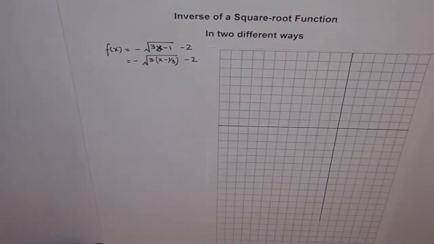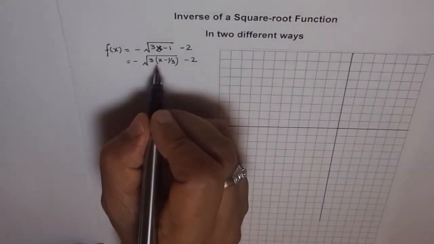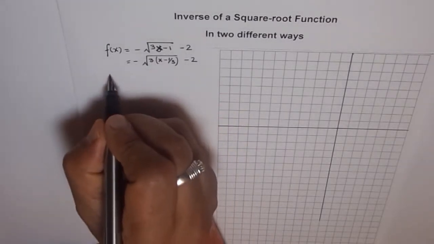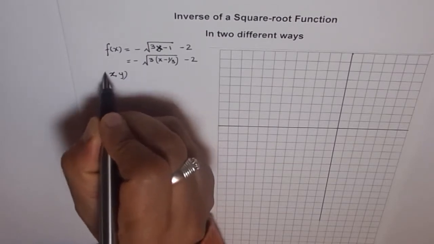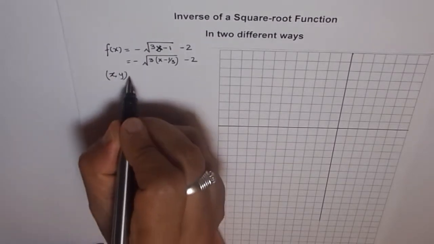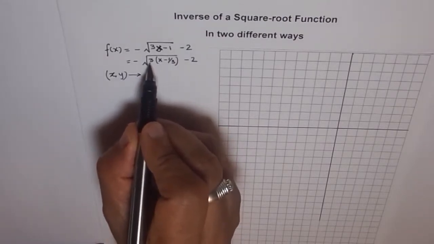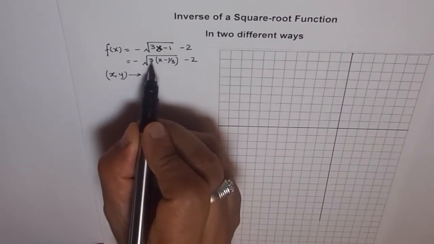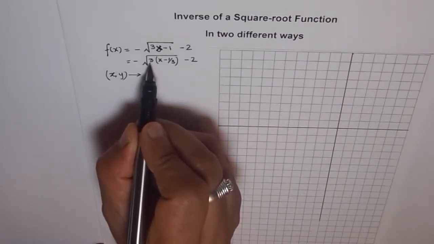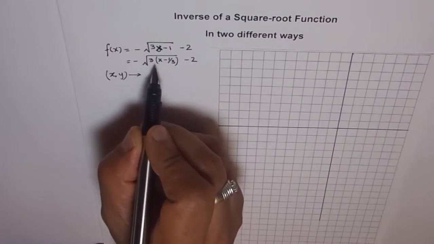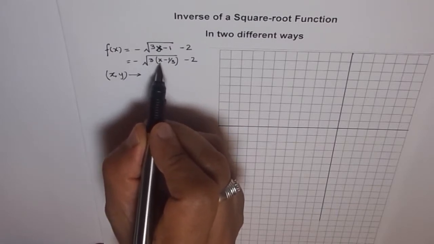Once I factor it, I know the kind of transformation there will be if we want to go from the parent function square root x to the transformed function. If x and y are the coordinates on the parent function square root x, then how will the x points change? k is 3, so it will be by a factor of 1 over 3, right? So it will be horizontally compressed by a factor of 1 over 3.